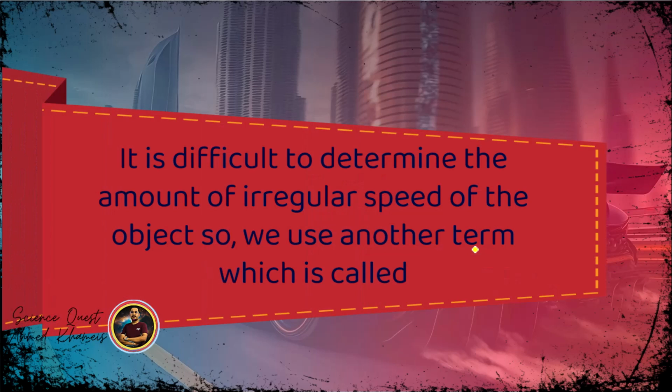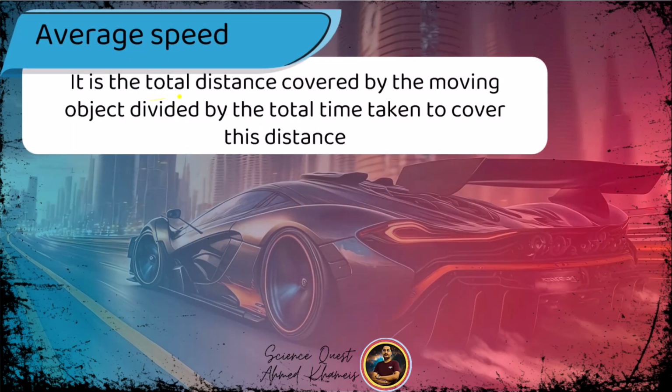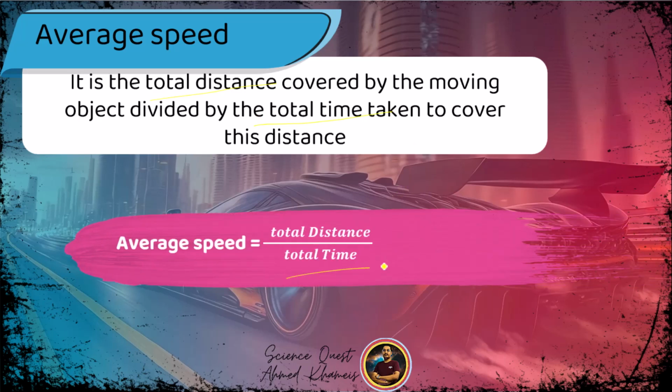It's difficult to determine the speed of an object moving at irregular speed, because the object covers different distances at different times, so the speed changes from time to time. So to calculate the speed of a moving object with irregular speed, we use a term called average speed, which is the total distance covered by a moving object divided by the total amount of time taken to cover this distance. So to calculate the average speed, we take the total distance over the total time.